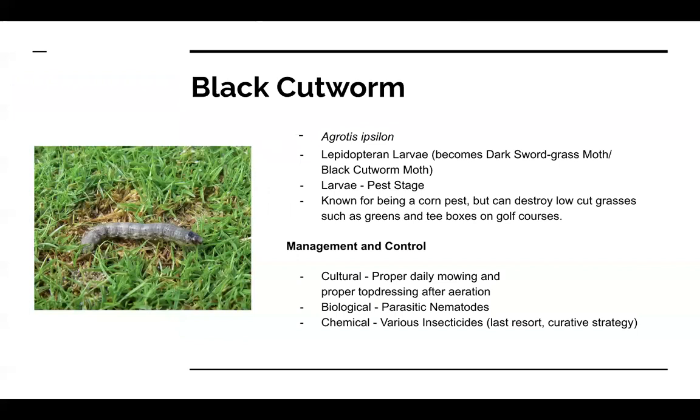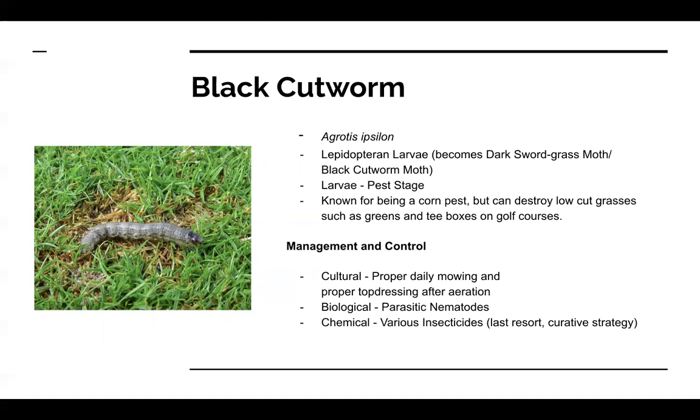So next up, we got the black cutworm, otherwise known by its scientific name, Agrotis ipsilon. It is a lepidopteran larva that, over its lifespan through metamorphosis, becomes the dark sword-grass moth or the black cutworm moth. But like many of these pests, the larva is the pest stage. It's actually known for being a corn pest, but it can destroy low-cut grasses, such as are on greens, tee boxes, and fairways on golf courses.